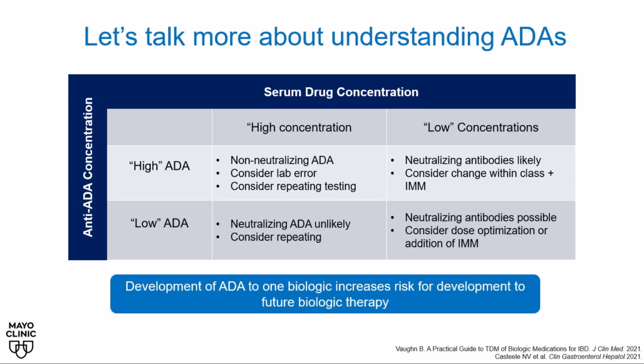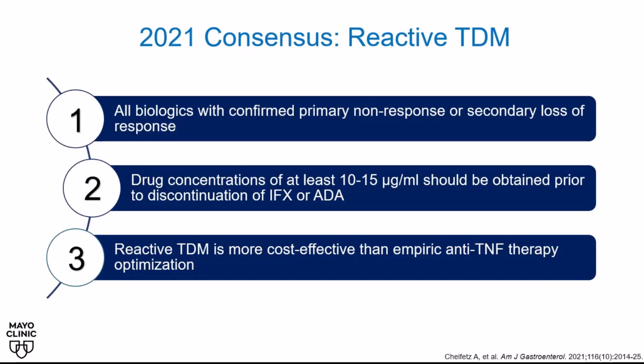But what we do know is that anybody who forms an anti-drug antibody to one biologic has a high level of immunogenicity and clearance, and so they're more likely to form it to a second. The 2021 consensus that was by Dr.